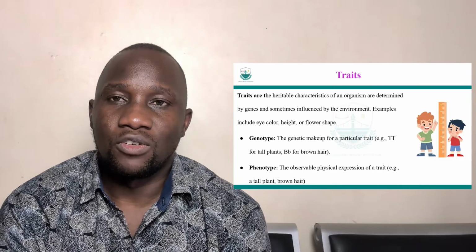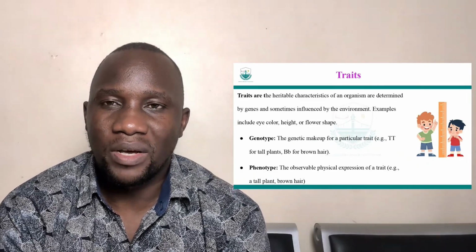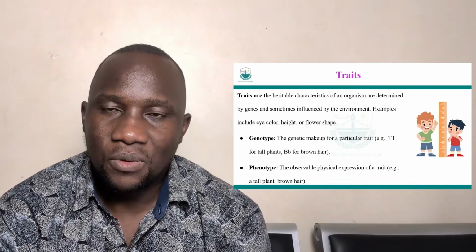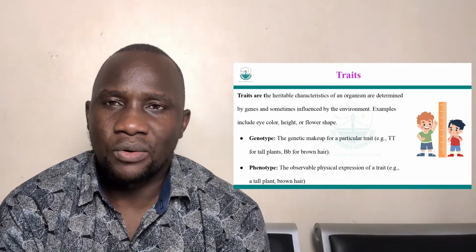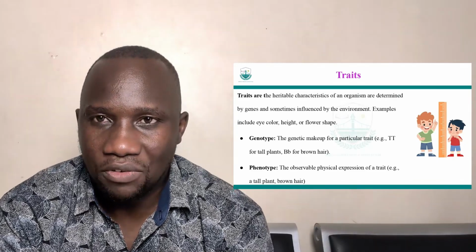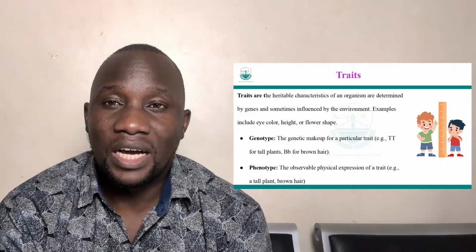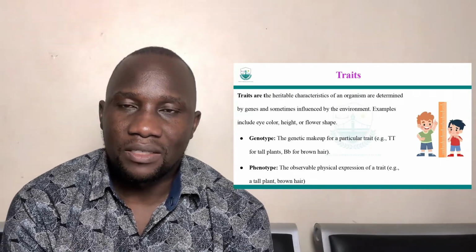So the traits that we have been talking about are those characteristics that are inheritable. That means that you can pass them to your offspring. So the parents pass them to their offspring. If you get burnt, there is no way you're going to have a child who is having a burnt hand, for example. It's not possible. Why? Because that is not a characteristic that is inherited.